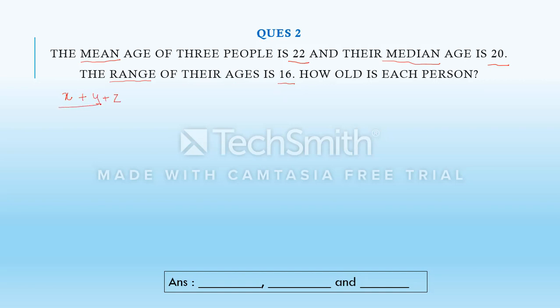So given the fact that mean is equal to 22, I can say (X + Y + Z)/3 = 22. On further simplification, I can also say X + Y + Z = 66. Alright, now by the second part, I also know median equals the value 20.